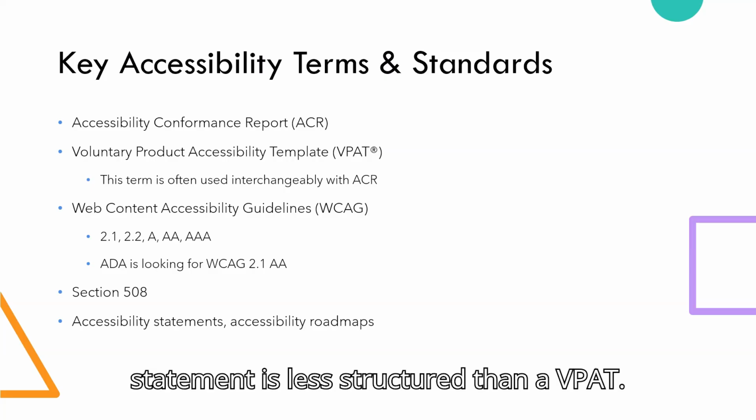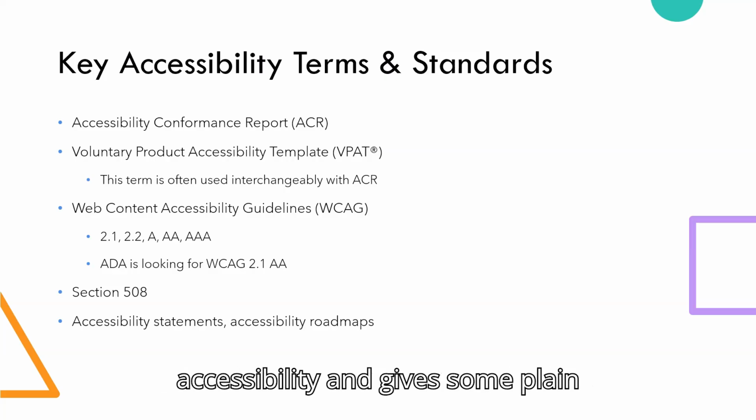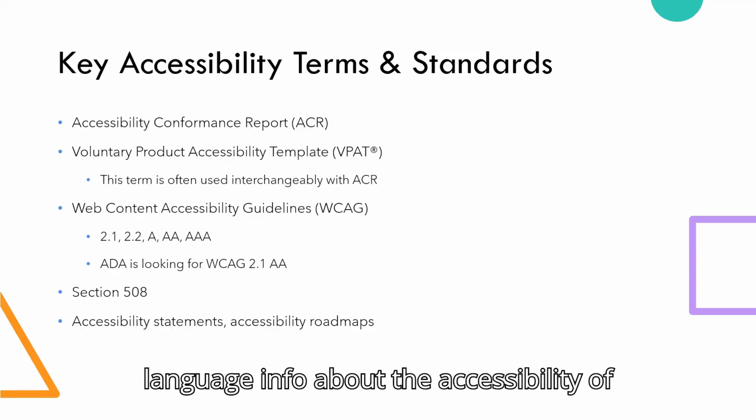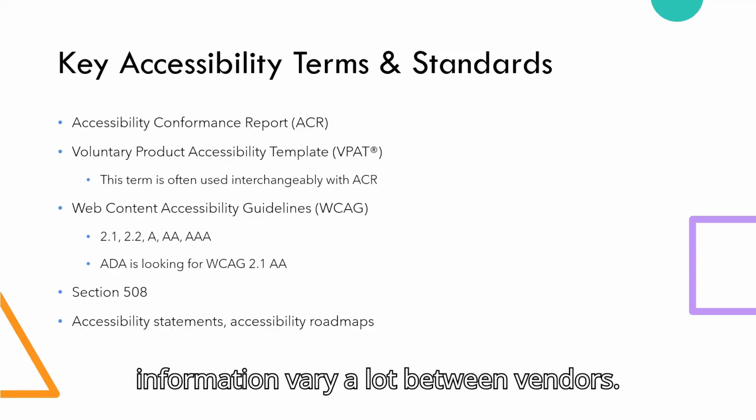Finally, I'd like to touch on accessibility statements and accessibility roadmaps. An accessibility statement is less structured than a VPAT. Usually, it's a paragraph in which a vendor states their dedication to accessibility and gives some plain language info about the accessibility of their resource. An accessibility statement's length and included information vary a lot between vendors.